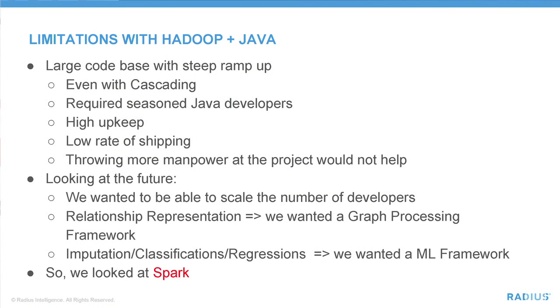This approach worked, but it had several limitations. The main one was that our code base was large and with a steep ramp up. We were using Cascading, and Cascading helped a lot, but even so, it was challenging.